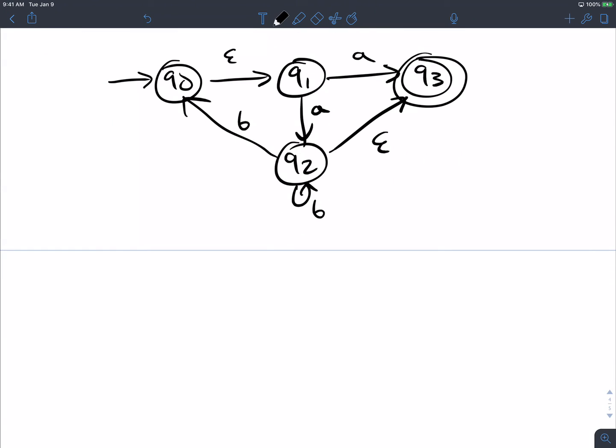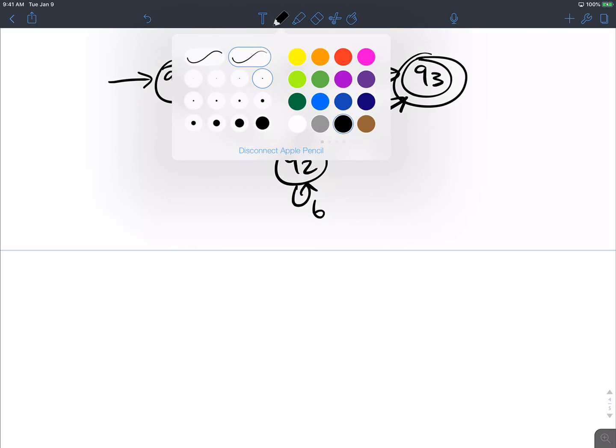I'm trying to visualize how many states we'll actually need, and I don't think it's that many. If it's too many, we'll run out of time.